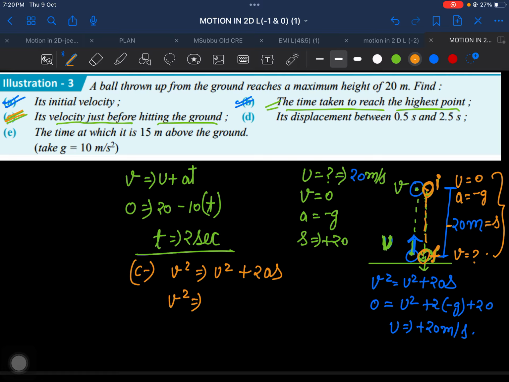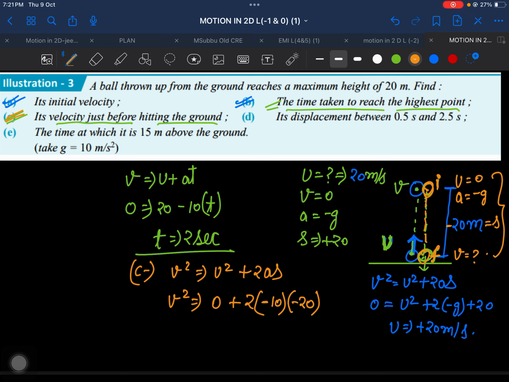v square is equal to u square. What is u square? u is 0, plus 2, what is a? Minus 10. Again the battery has been finished, just 1 minute, students. What is a? a is minus g. What is displacement? This time the displacement is minus 20. Just check. So a is minus 10, and the displacement is minus 20, everyone.